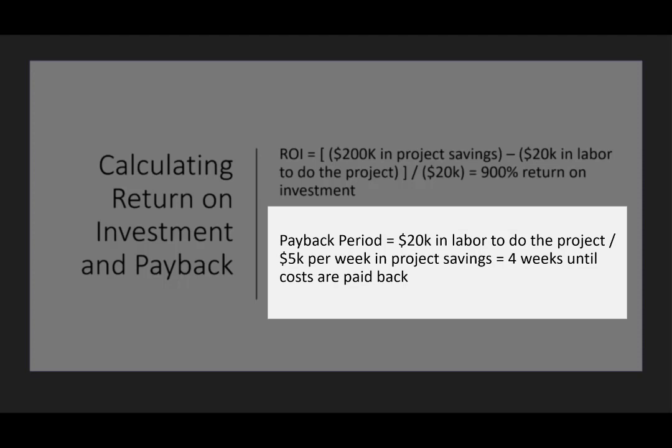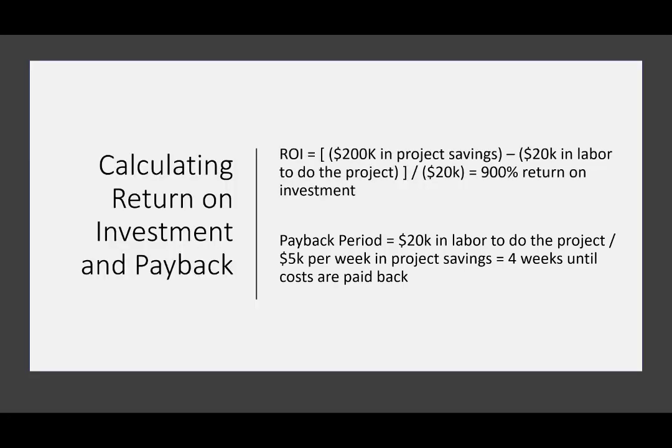What you do there is you say, how much money did this project cost? And how much money are we saving every week as a result of this project? And then you just divide those two numbers. So if you're saving $5,000 a week and you spent $20,000 in labor, well, it's only going to take you 4 weeks to get the return on that investment. So a 4-week payback period is awesome.